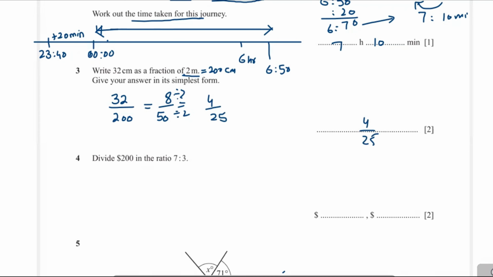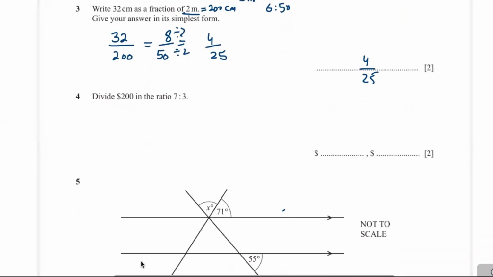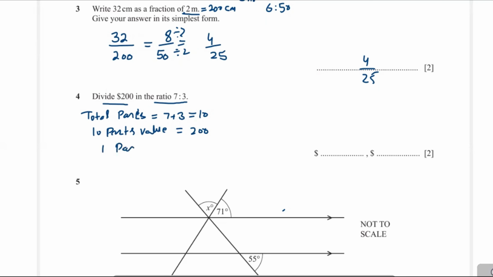Next is question 4. You see here question 4: divide $200 in the ratio 7:3. Now you see here the total parts is equal to 7 plus 3, that is equal to 10. Now 10 parts value is equal to 200. Now 1 part value will be equal to 200 divided by 10, that is 20. Now this is the $200 and this is $20.